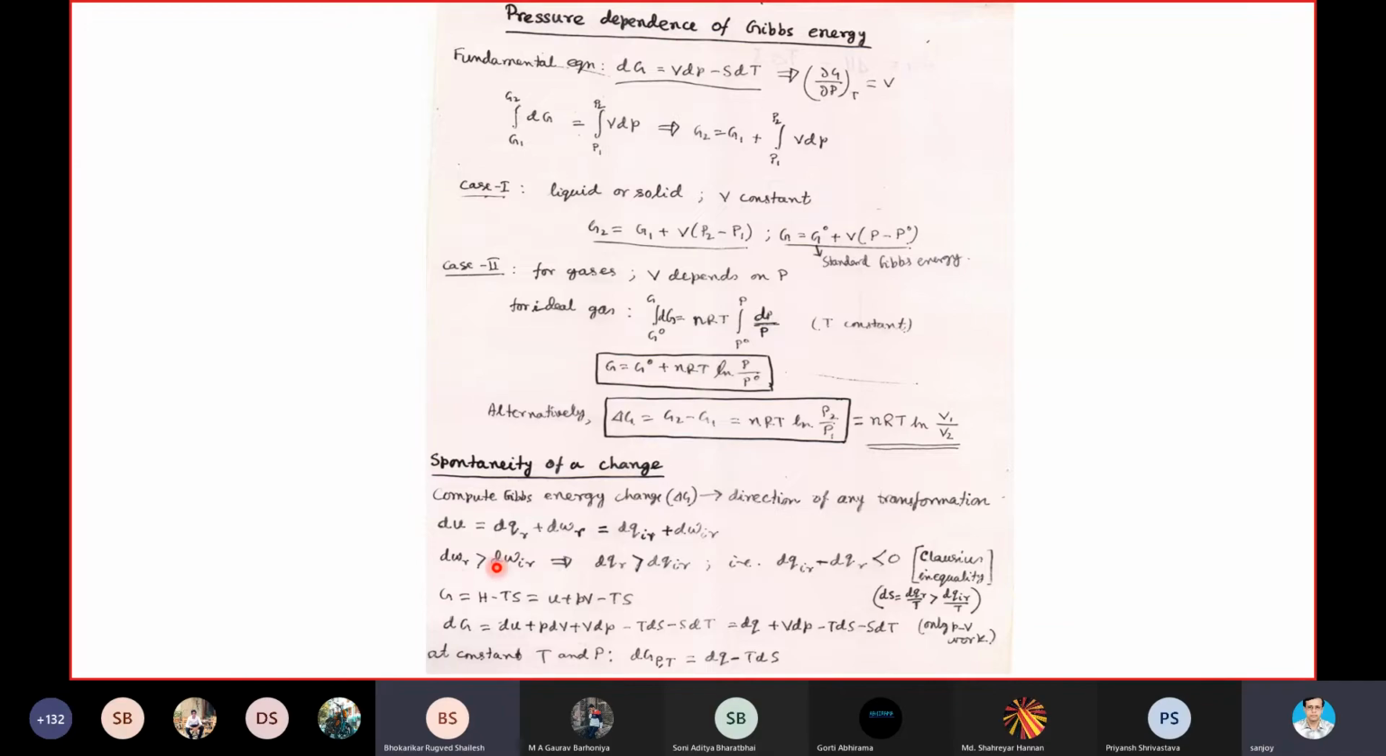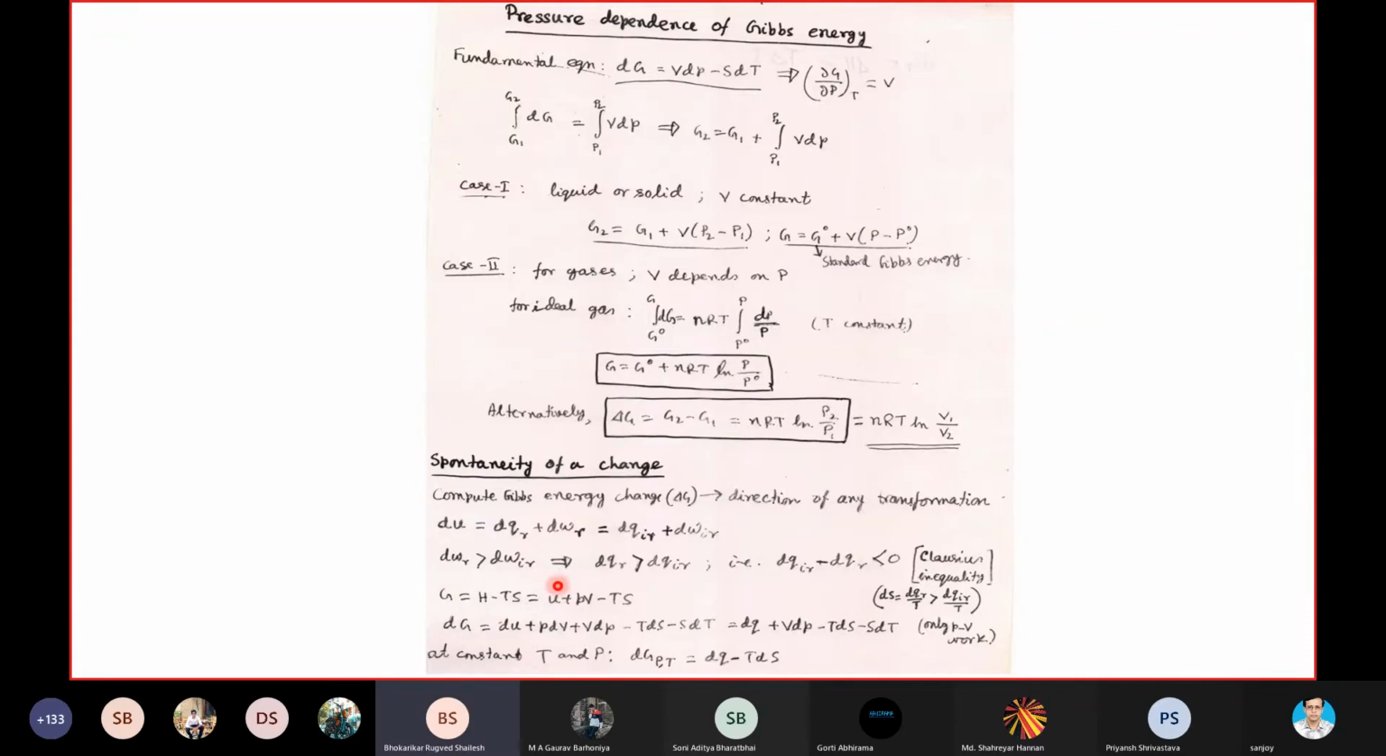No. These works are negative work. The system is doing work, so this work is negative. You understood now? For negative work, to maintain the equality, this also should be greater. Clear? Some of the dW are magnitudes, for the reversible and irreversible.